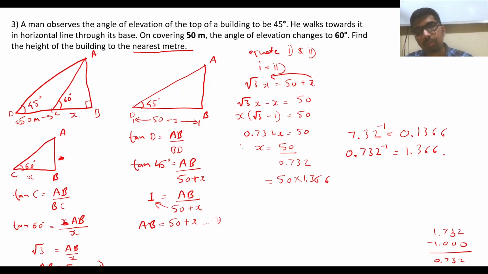50 into 1.366. Here there is a 0, and here there is the decimal. Remove the 0 and bring the decimal one place towards the right. So 50 becomes 5 and this 1.366 will become 13.66. I hope you are getting my technique.